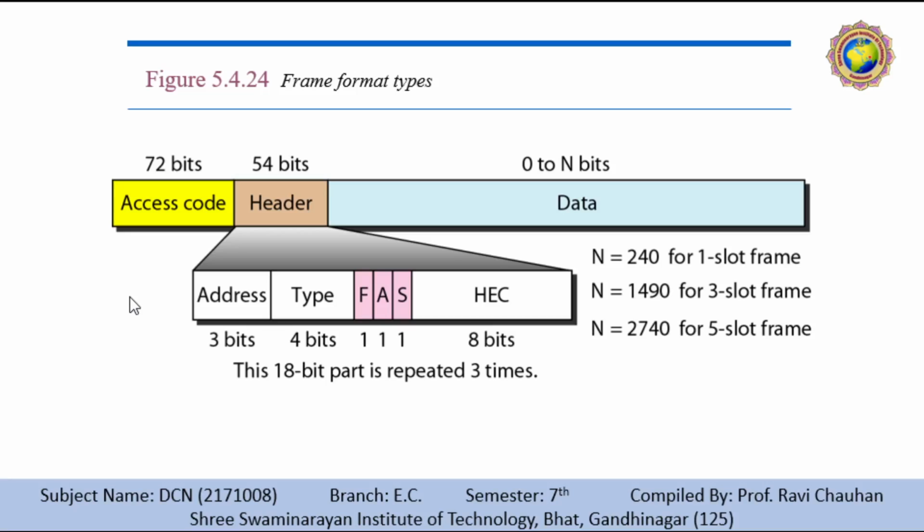With a 1 megahertz bandwidth and 1 bit per second per hertz, the size of the 1 slot frame is 366 bits. The 3 slot frame occupies 3 slots. However, since 259 microseconds is used for hopping, the length of the frame is 3 into 625 minus 259, which is equal to 1616 bits.